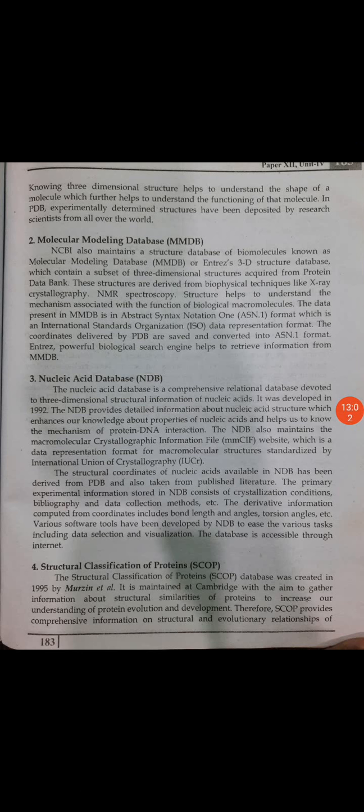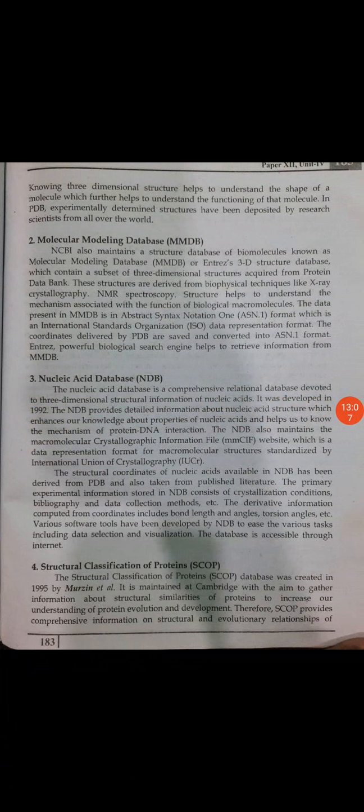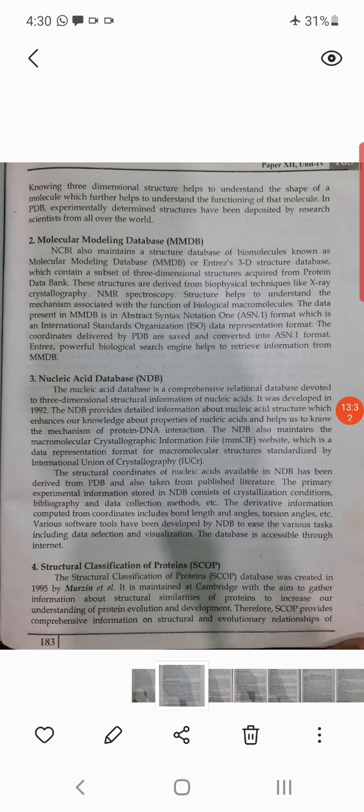Then fourth is Structural Classification of Proteins. The SCOP database was created in 1995 by Murzin et al. It is maintained at Cambridge with the aim of gathering information about the structural similarities of proteins to increase our understanding of protein evolution and development. So they maintain the structural similarities of different proteins. So this is very important.